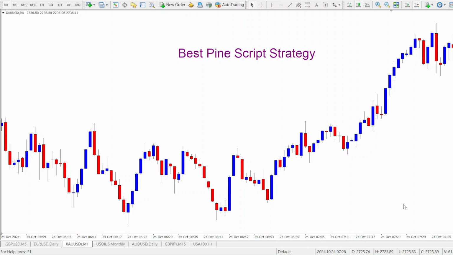Now, in as much as Pine script is very useful and it can really help you to create personalized trading indicators, it's important to know that there are also some common pitfalls. So now let us just consider some common pitfalls and how to avoid them. One major mistake is over optimizing your strategy based on past data. It's not exactly good.